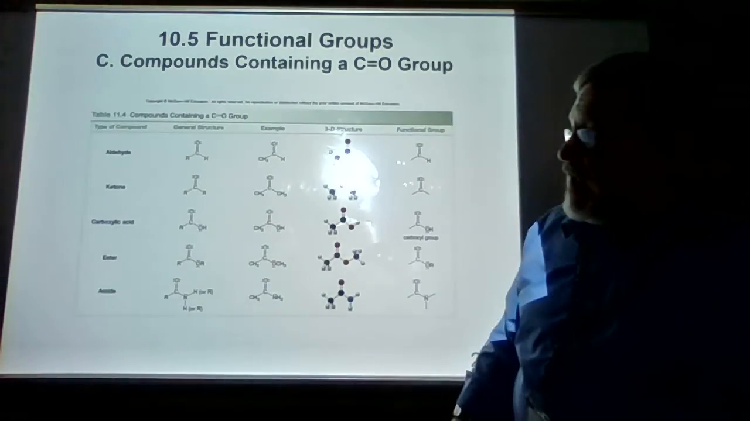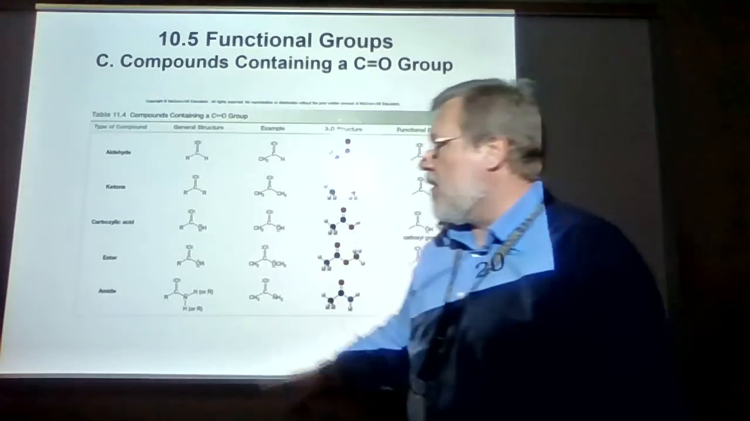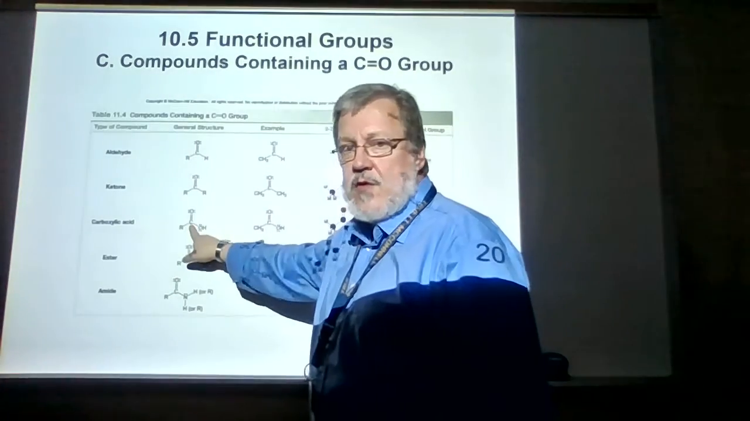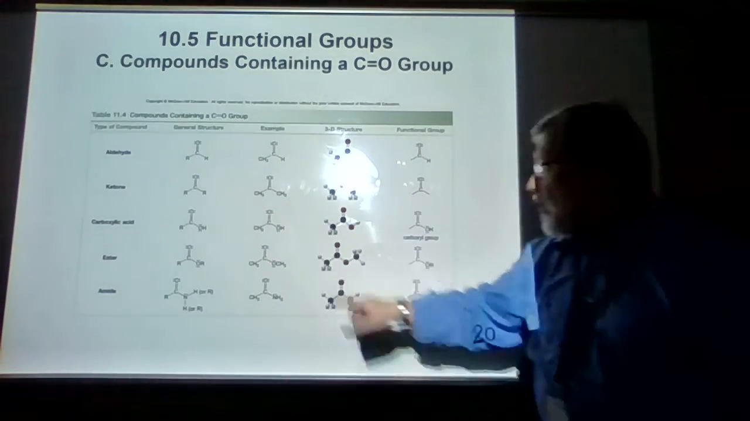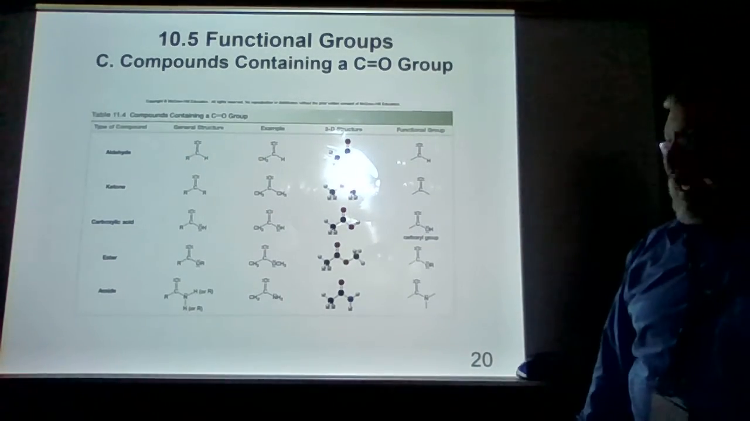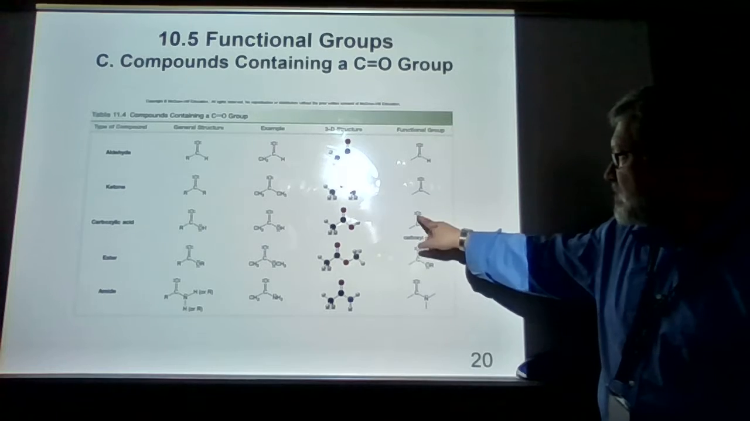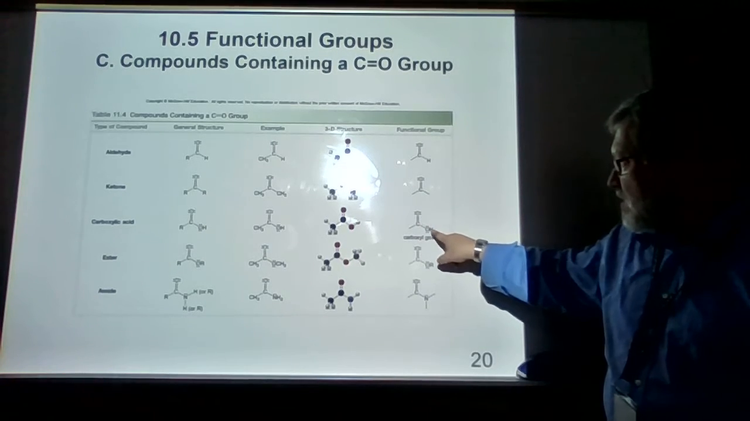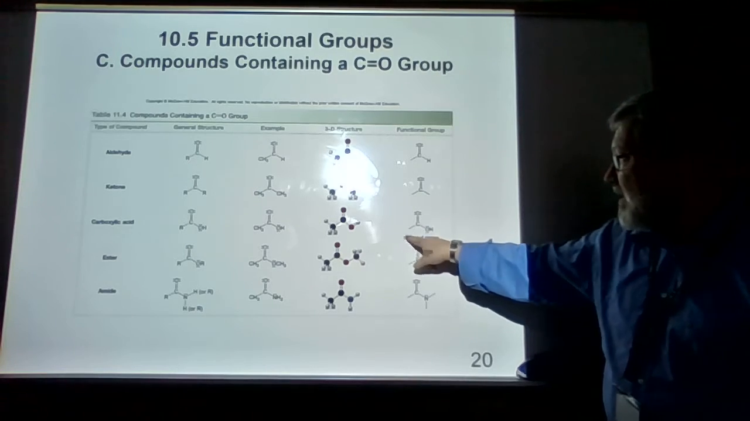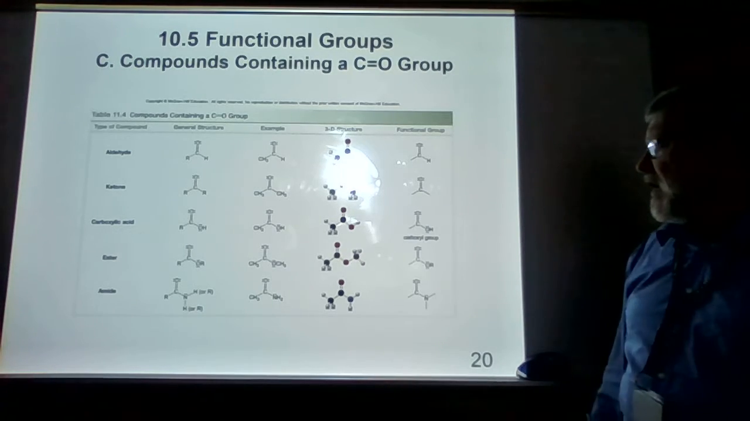We have carboxylic acid, where you have a carbonyl, and attached to the carbon of the carbonyl, you have a carbon-containing group and an OH. The example here is acetic acid, vinegar. So here's your C double bond O, OH. The other thing that's attached to your carbon is another carbon-containing group.